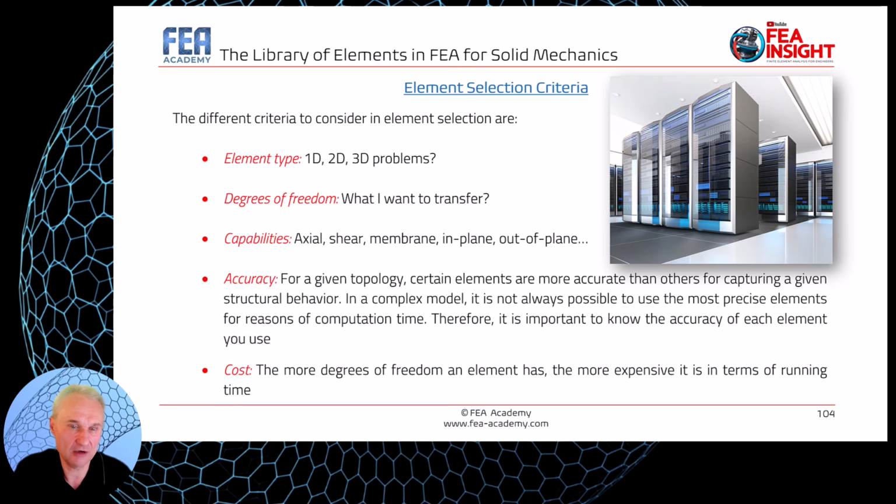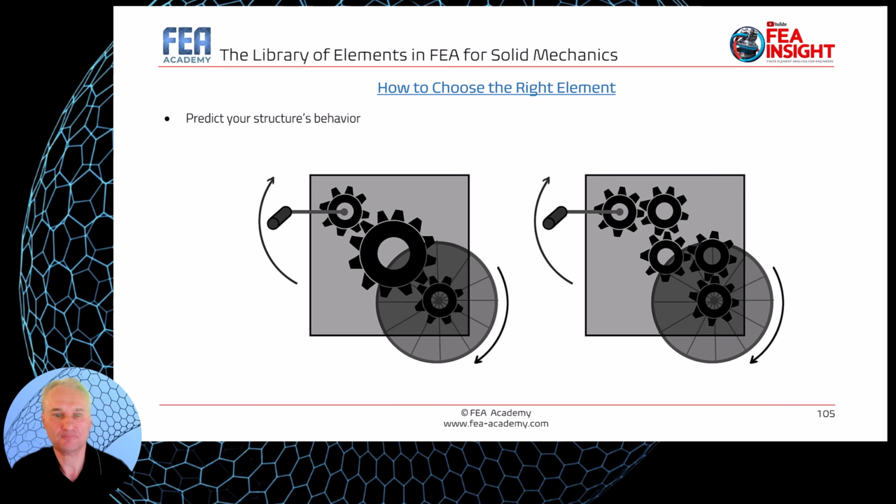Finally, about the element selection criteria, I want to talk about the cost. In general, the more degrees of freedom an element has, the more expensive it is in running time. Okay? So how to choose the right element? There are 4 fundamental aspects to consider for choosing the right element.